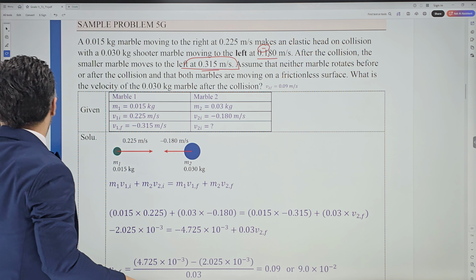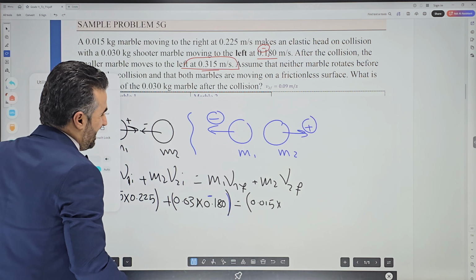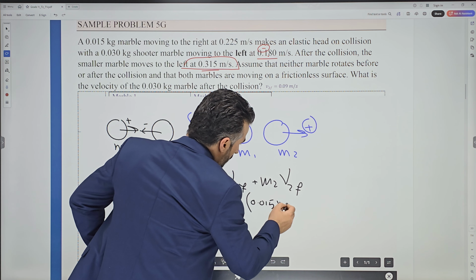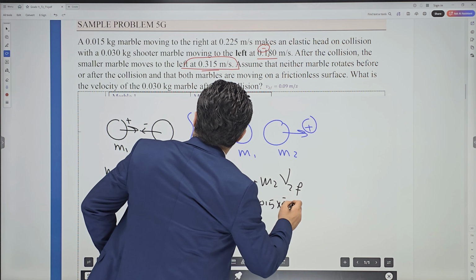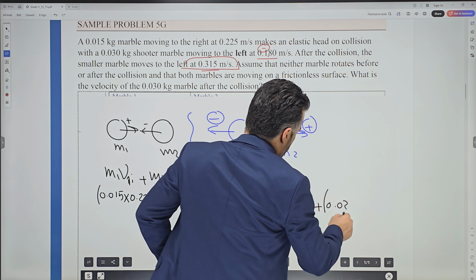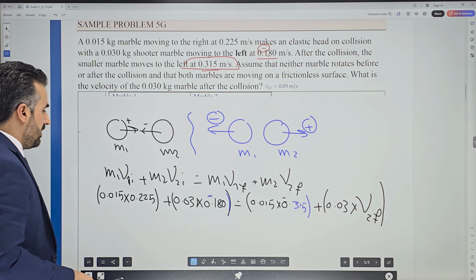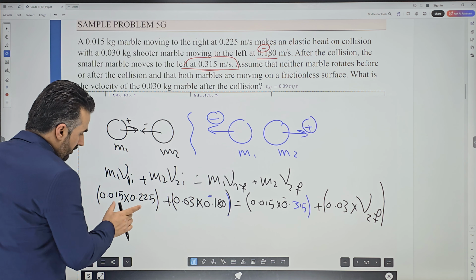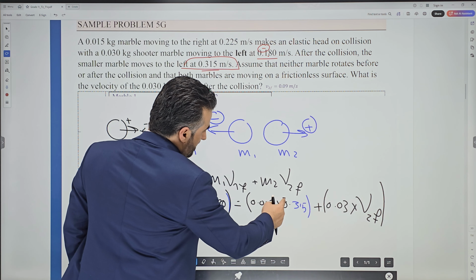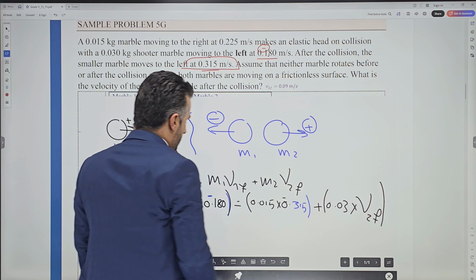In this case, V2 final, I mean V1 final, is going to be negative 0.315, and then plus M2, which is 0.03, times V2 final, which is unknown. Now all you have to do is find V2 final. First you multiply this, then minus, so subtract from this, and then this is negative. You can take it to the other side, and then that'll be positive, and then all that divided by this.